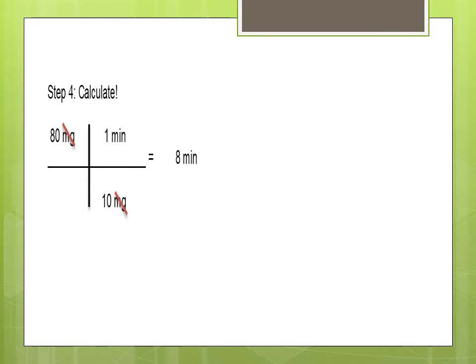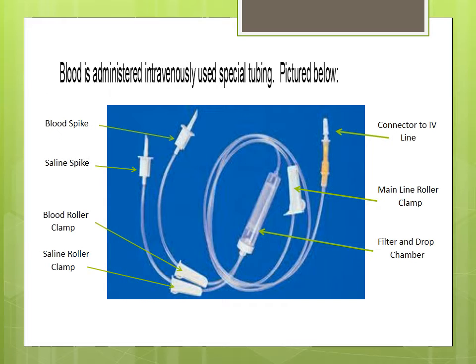Step 4, calculate. By eliminating labels we do not need anymore, the milligrams, we know now via calculation that we need to administer this 80 milligrams over an 8-minute period of time in order to ensure patient safety. Blood is administered intravenously using special tubing. An example is pictured below.